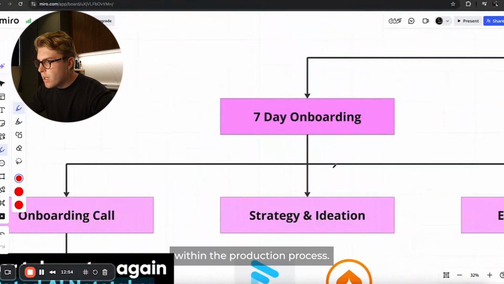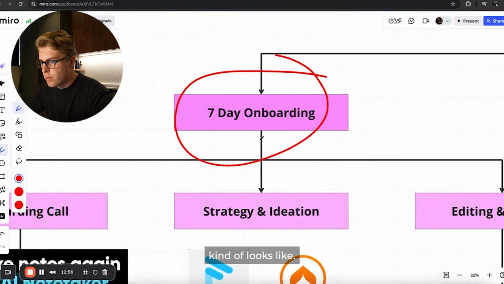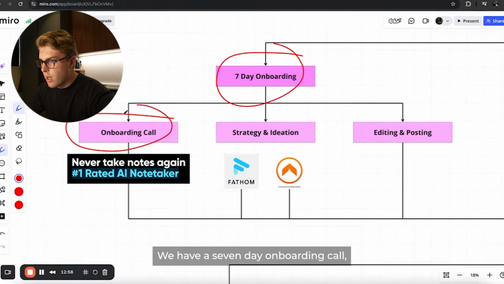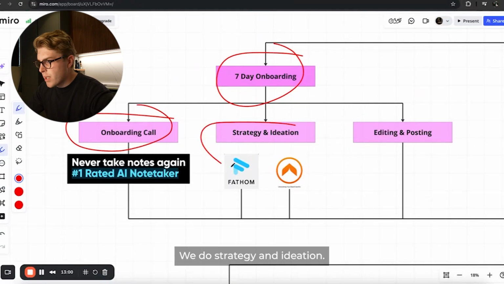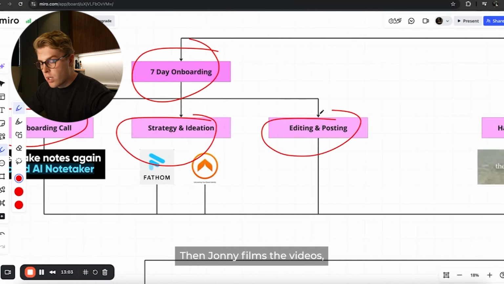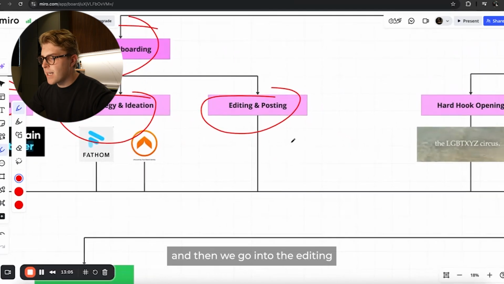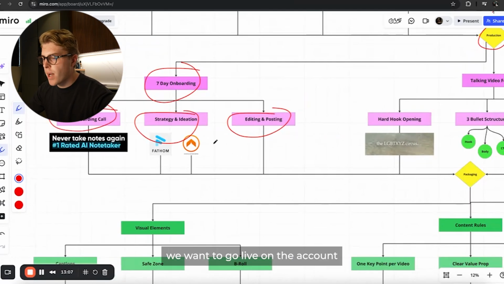Now, within the production process, this is what the onboarding kind of looks like. We have a 7-day onboarding call. We do strategy and ideation. Then Jonny films the videos, and then we go into the editing and the posting. And within 7 days, we want to go live on the account.